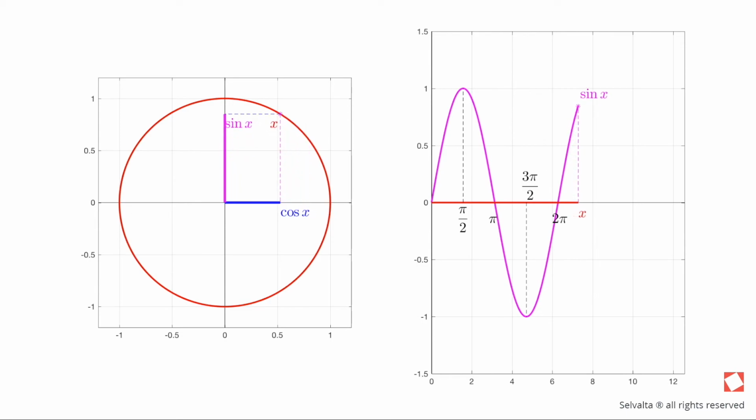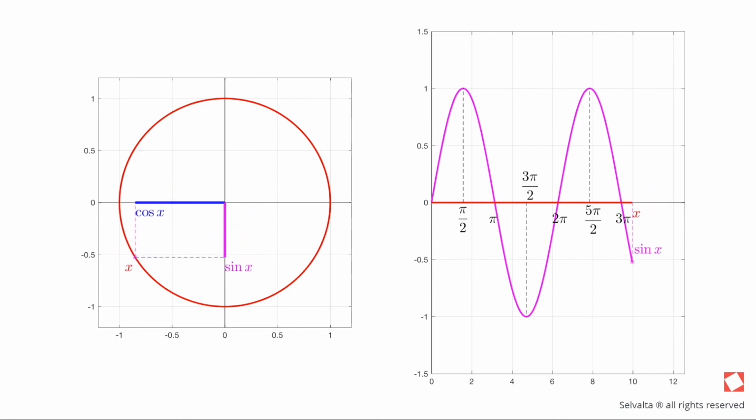As x rotates around the origin on the trigonometric circumference, making another lap, the graph of the sine function is replicated identically. Rotation after rotation, that is, adding 2 pi to x, we obtain the characteristic periodic shape of the sine function.